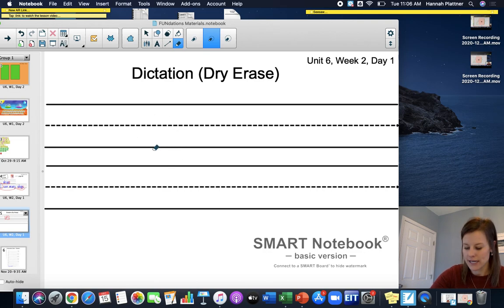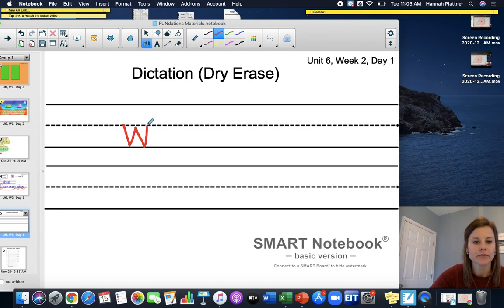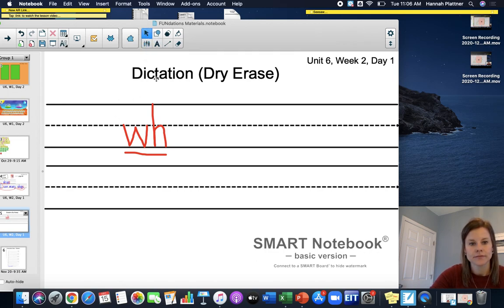Our next sound is wh. Wh. Whistle. Wh. I know that's a digraph. W, H. Very good. Digraphs we mark up by underlining. All right. If your board matches mine, go ahead and erase.